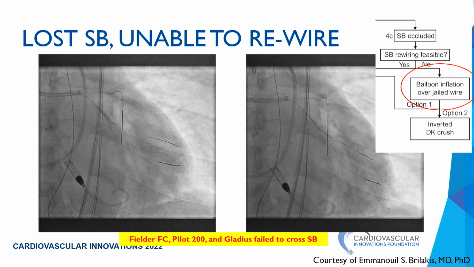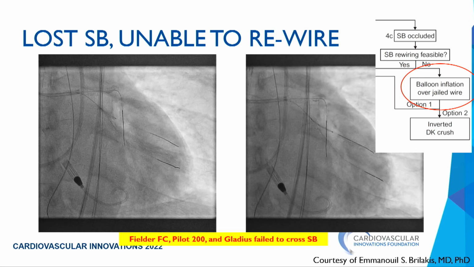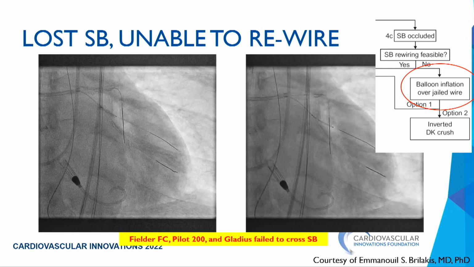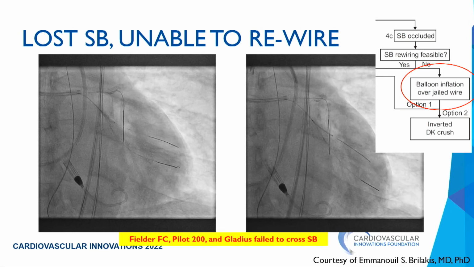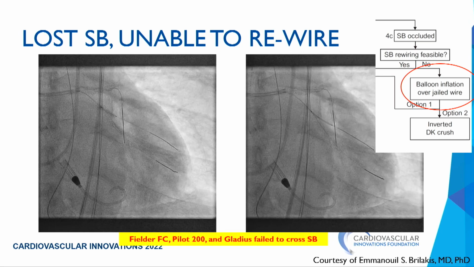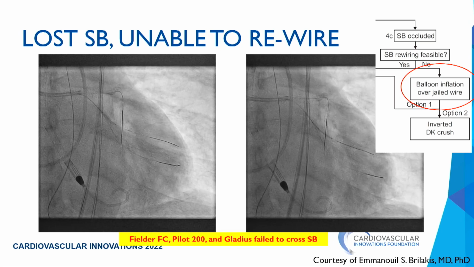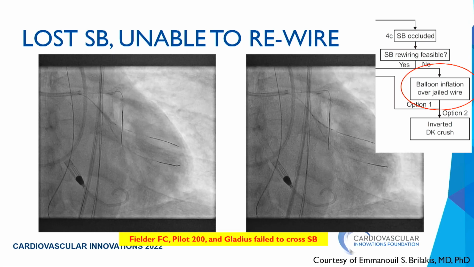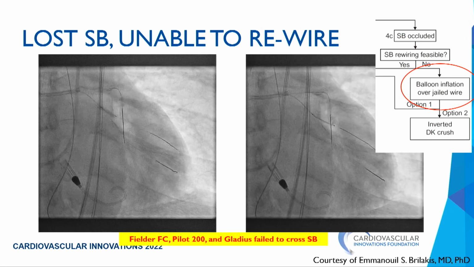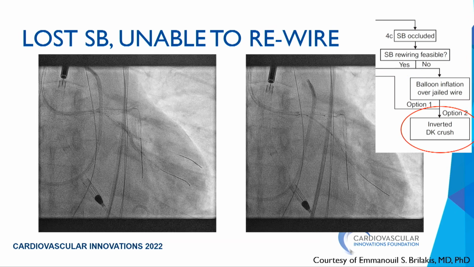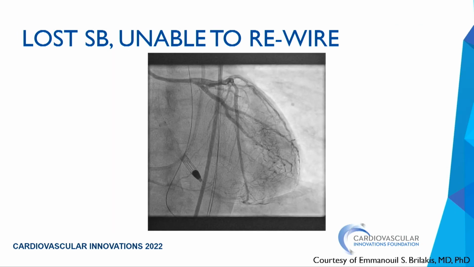A small balloon was advanced over that JL wire with incrementally larger sizes. Flow was reestablished, and they were able to get the patient a little bit symptom-free. Again, multiple attempts were made to rewire through the initial stent into the side branch. That was unsuccessful. So then the strategy was changed to, in this particular case, inverted DK crush. The main vessel stent was crushed. A stent was delivered into the side branch, and that was crushed the second time with that stent. The main vessel was stented. Kissing balloon inflation was performed with great angiographic result.